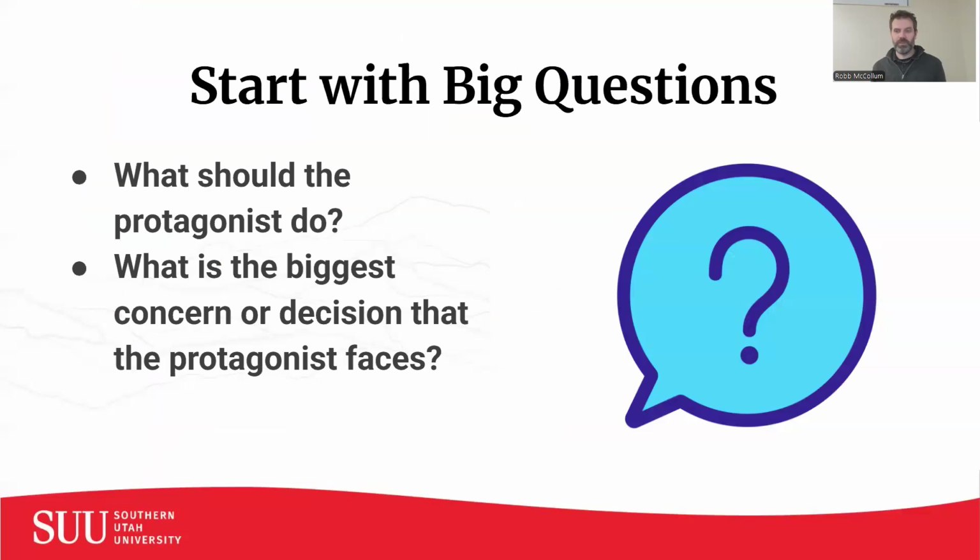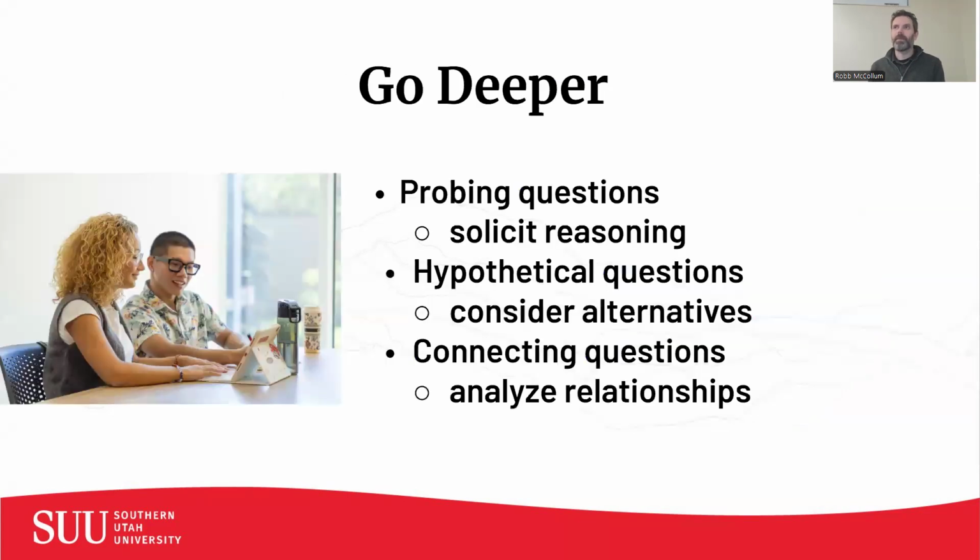So start with the big questions. The big question could be something like, what should the protagonist do? Or what is the biggest concern or decision that the protagonist faces? This is what the case is mostly about. So finding out what this big question is will help guide you and your teammates. But after you identify that big question, then you need to go deeper with additional questions.